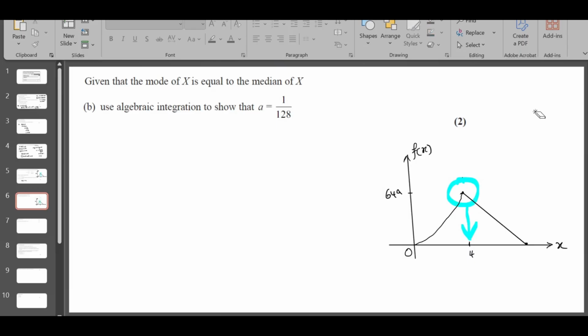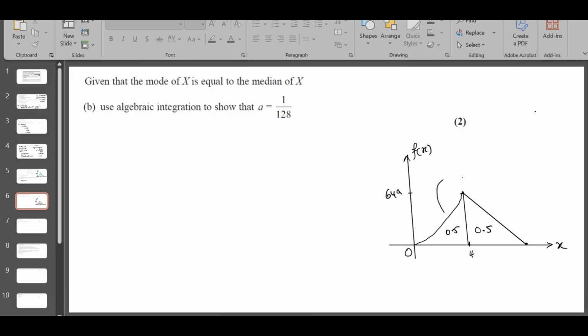Okay, part B, I have pasted the diagram here. Given that the mode of x is equal to median, this 4 is median also. Now, what does that mean? That means the area from this point to this point will be 0.5, because median is the 50th percentile, right?